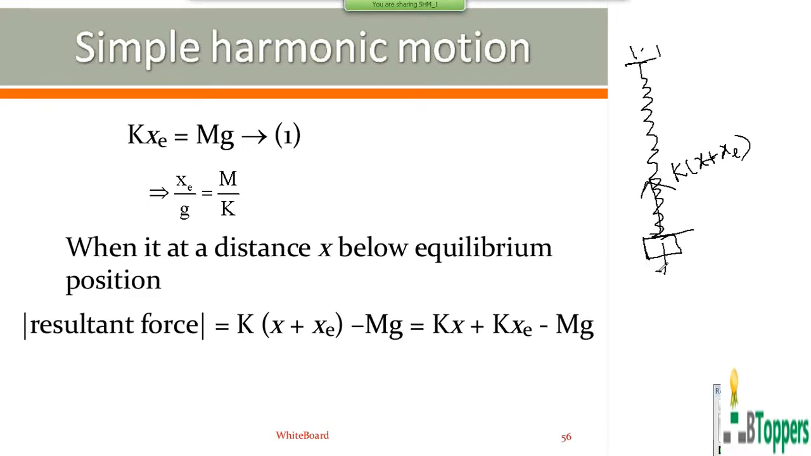The weight mg of the block acts downward. So the magnitude of the resultant for the block in the upward direction, you can write k into x plus xe minus mg. You can write kx plus kxe minus mg. You can write kxe equal mg from first equation. So if you write kxe equal to mg from first equation, mg gets cancelled. You get magnitude of the resultant force equal to k into x. Come on, take a pause and finish writing the notes up to here.